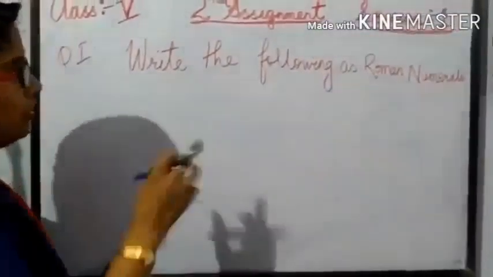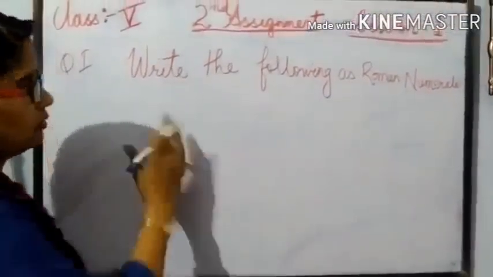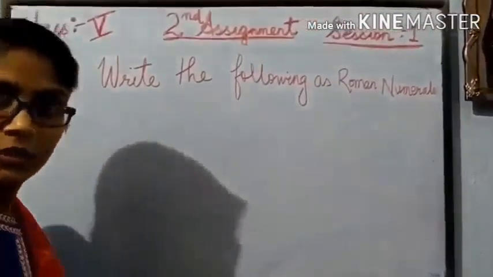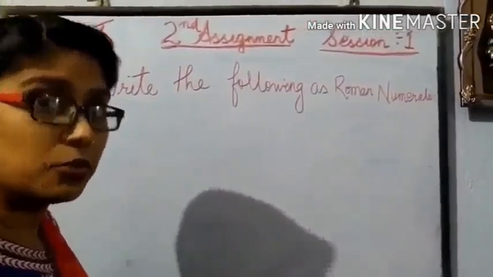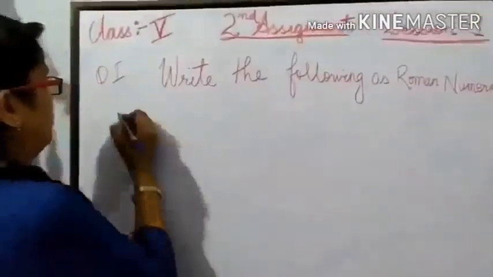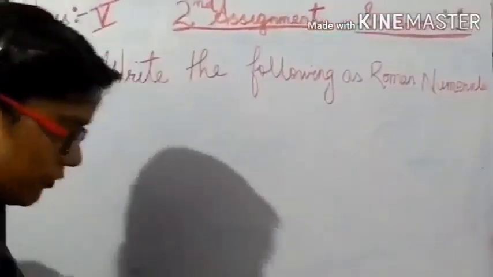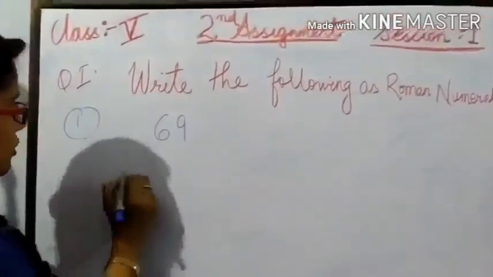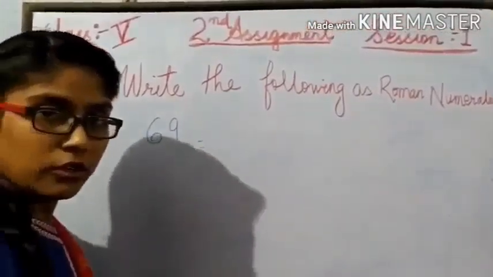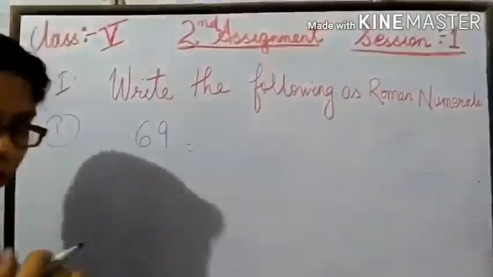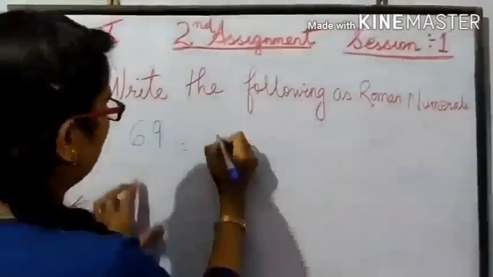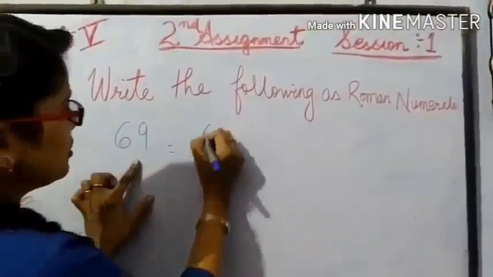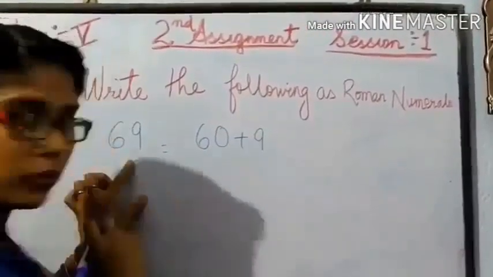See children, on that basis here are the questions for you. Write the following as Roman numerals. Suppose a number has been given, you have to write it as Roman numerals. So I am taking the first example. Suppose you have to write 69 as Roman numerals. Firstly, you will write the number in expanded form, that you know. So 60, 6 is in the tens place and 9 is in the ones place. So 60 plus 9.